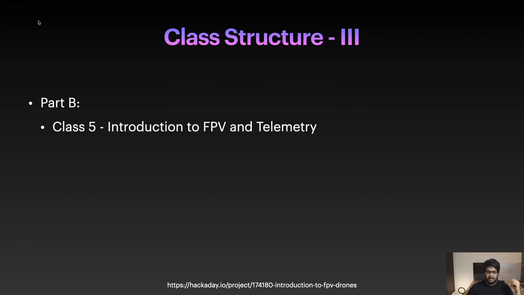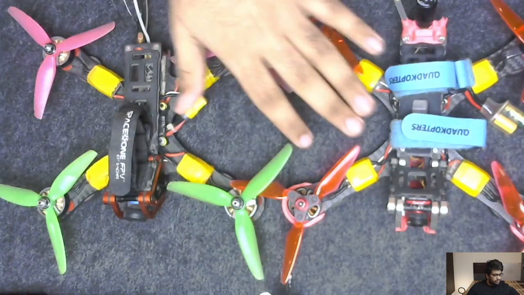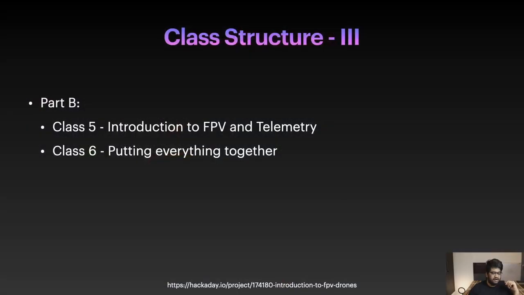After that, we'll start part B, in which we will be talking about introduction to first person view and telemetry in class 5. And in class 6, we'll be talking about putting everything together, where we take all the components and put them together to make a drone, just like you can see here. So a complete drone with everything, which would be able to fly.